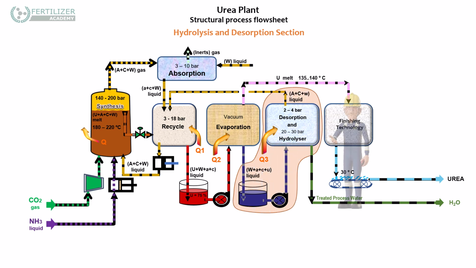Lesson 9. Hydrolysis and desorption section. This lesson focuses on the hydrolysis and desorption section of a urea plant, where nitrogen-containing components are removed from process water streams. The main process principles and the role of this section in reducing losses and preparing water for further handling are introduced.